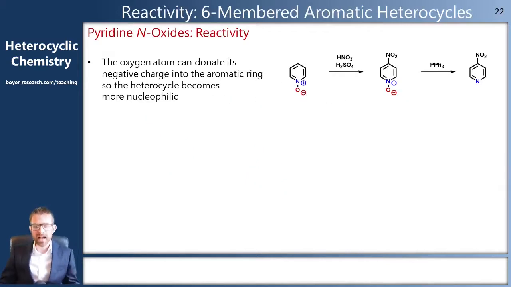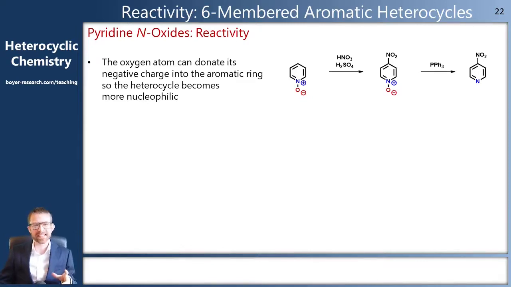So what effect does this have on the reactivity of our system? Well, now what we have is that electron-rich oxygen next to the ring with its negative charge, and it can donate electron density into the ring, so that now our previously electron-deficient pyridine system becomes more electron-rich.